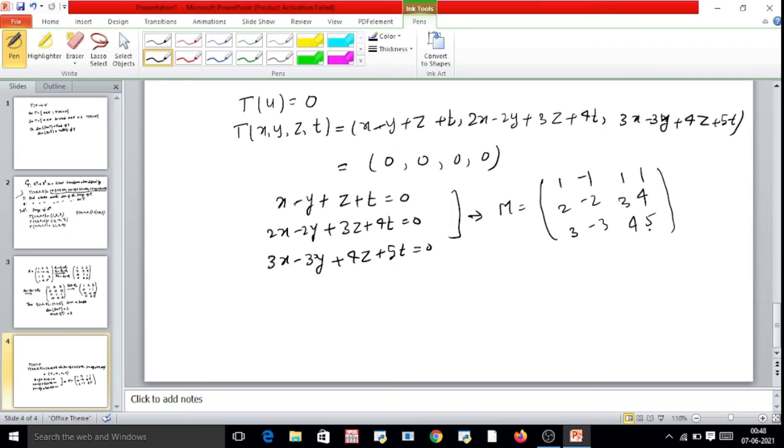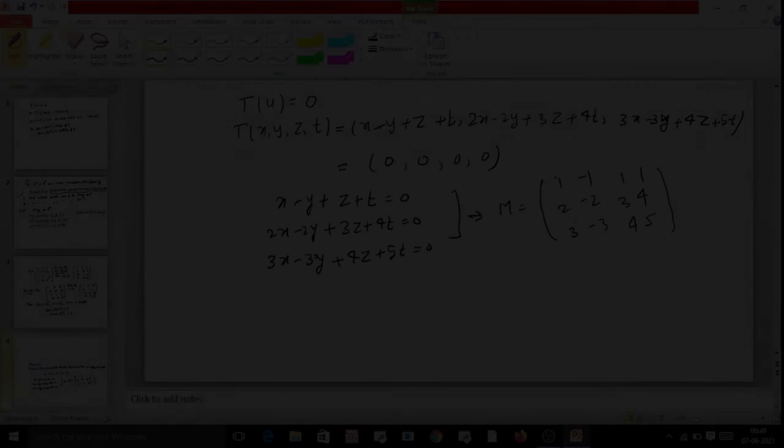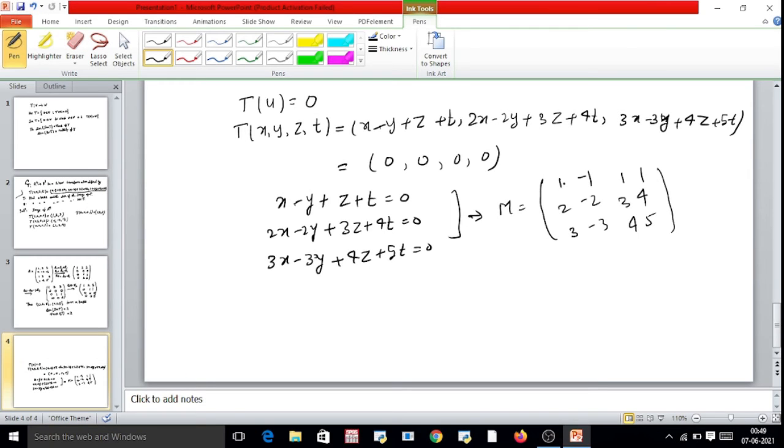Now again we want to reduce this into echelon form. So the first row would be the same, this is 1, and this is the pivotal element. Below the pivotal element all entries must be 0. So to make them 0, we proceed as follows. We are going to operate on rows. So R2 is equal to R2 minus 2 R1, and R3 is equal to R3 minus 3 R1.